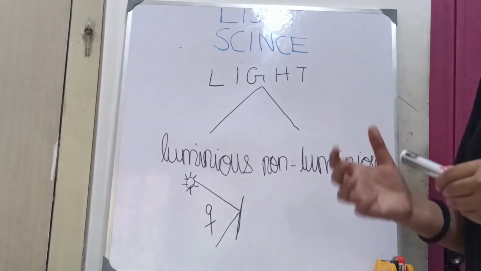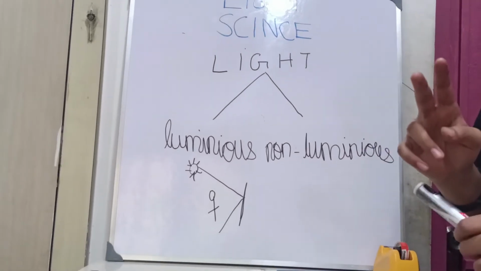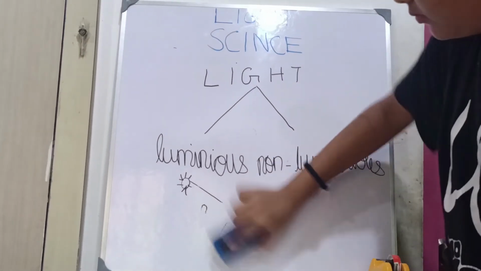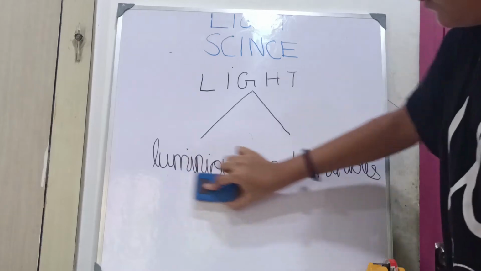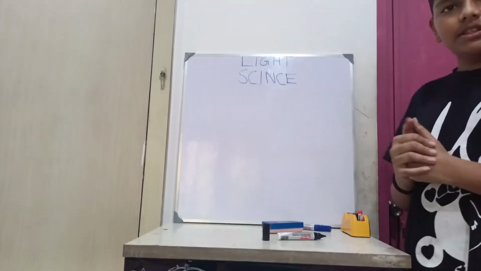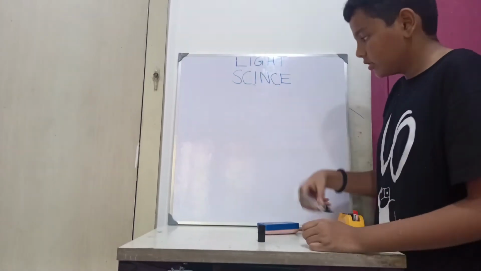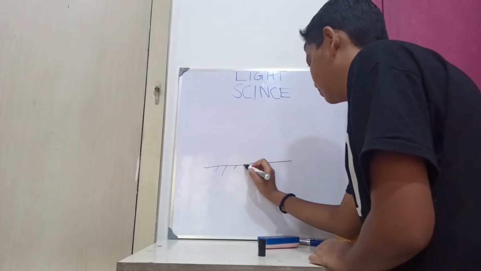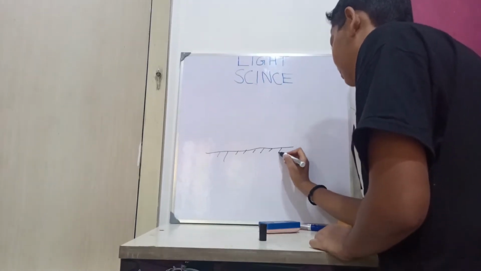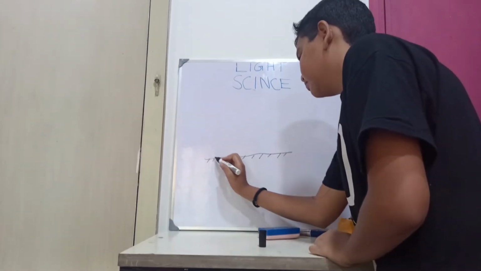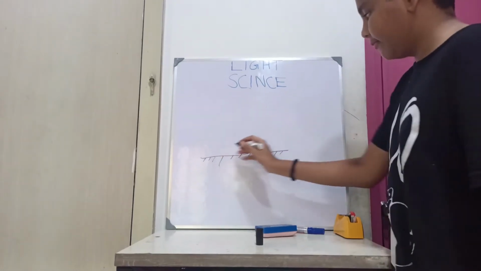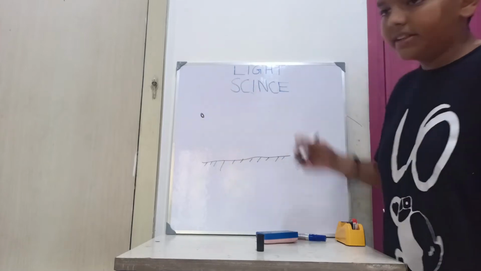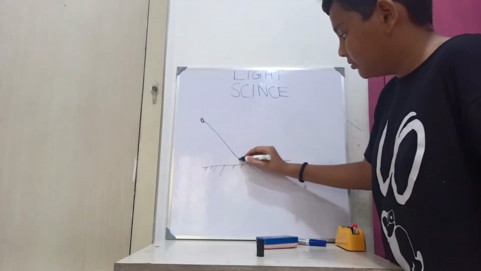Now we are going to see reflection of light. There are two laws of reflection that we will see later. So we are going to see the incident ray and the reflected ray. First I'm drawing a plane mirror. This is the plane mirror and this red part is the polished side. This is the source of light, for example, a torchlight, and it falls on the mirror.